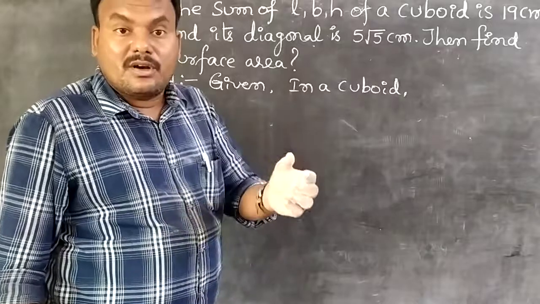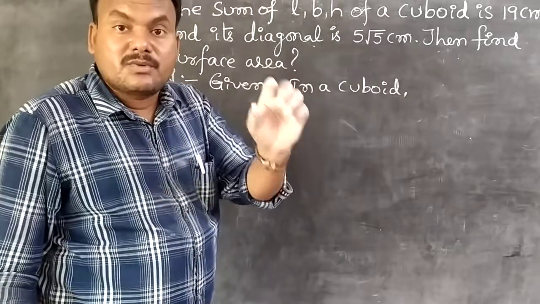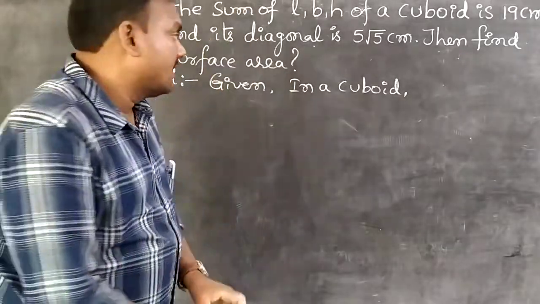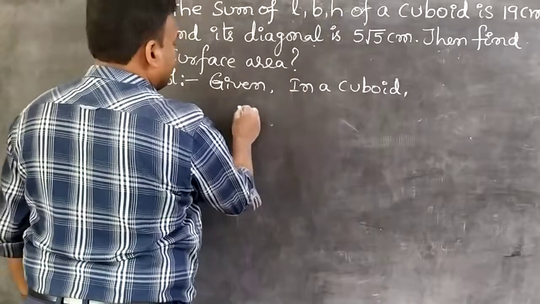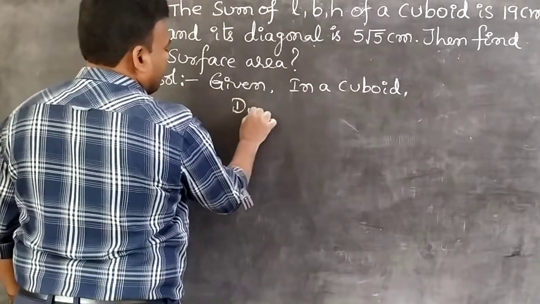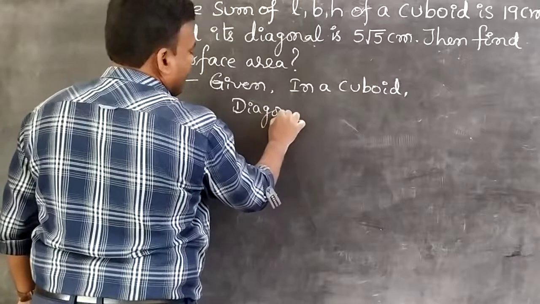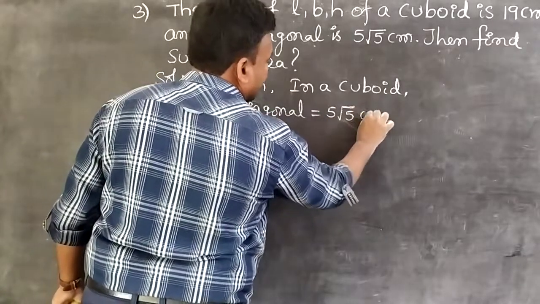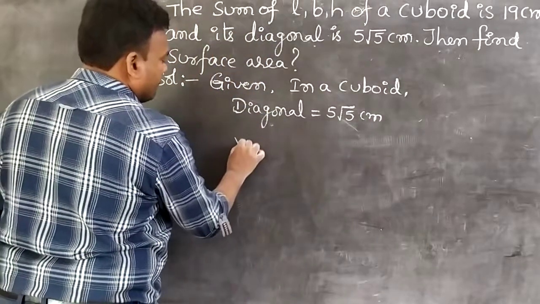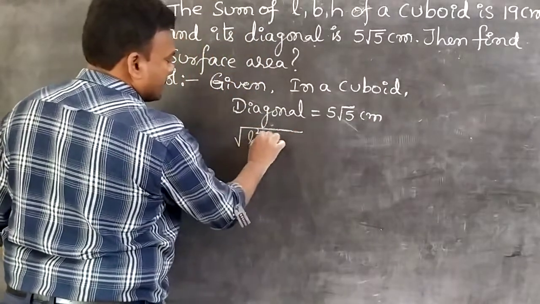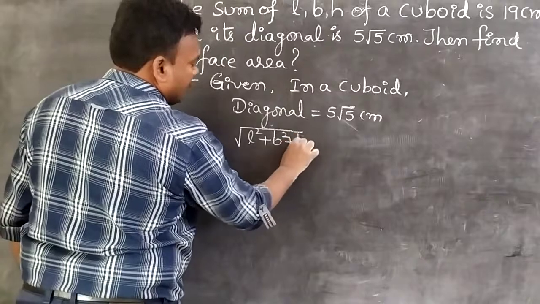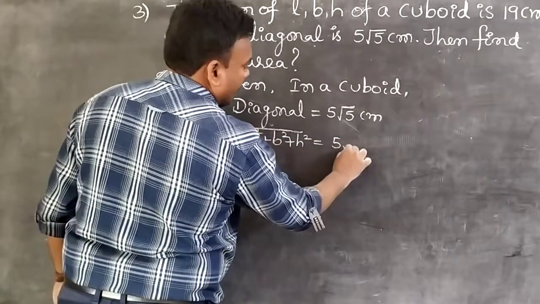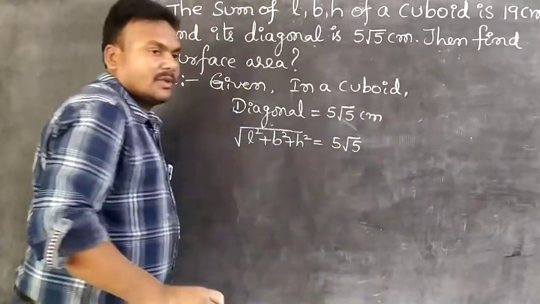Yes, square root of L square plus B square plus H square. So here the diagonal is equal to 5 root 5 centimeters. So the diagonal formula, square root of L square plus B square plus H square, equal to 5 root 5, students.